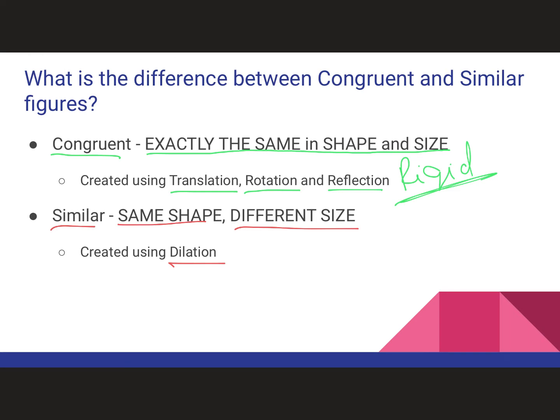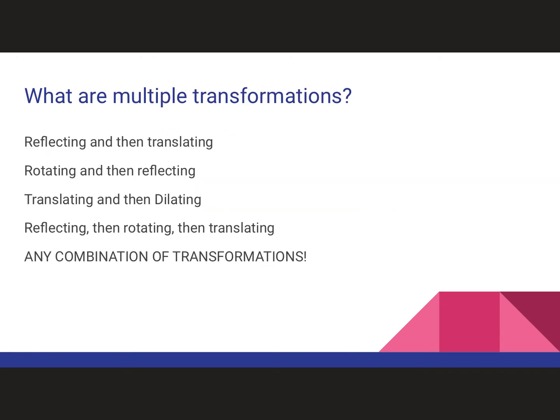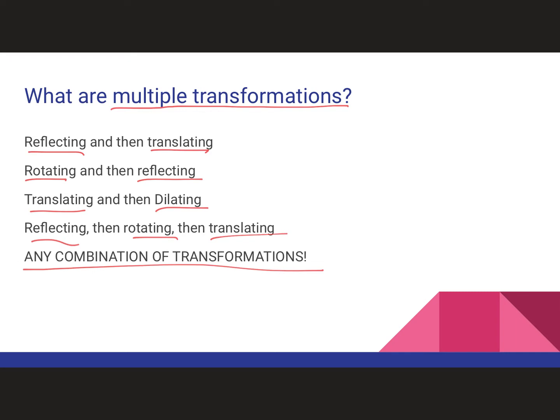So congruent means exactly the same. Similar means same shape with a different size. So remember, in dilation, we can make a small triangle turn into a big triangle. So they are similar but not the same. So what do we mean by multiple transformations? Well, that might be reflecting and then translating, rotating and then reflecting, translating, then dilating, reflecting, then rotating, then translating. Any combination of transformations is multiple transformations.